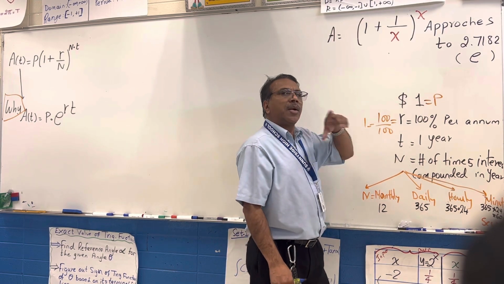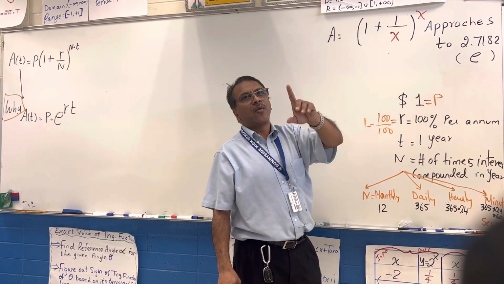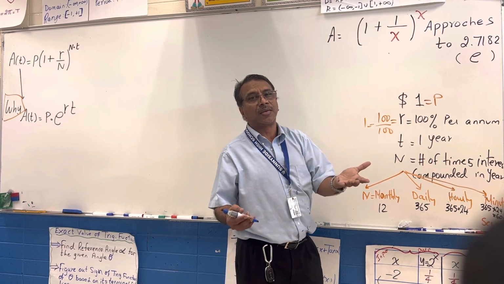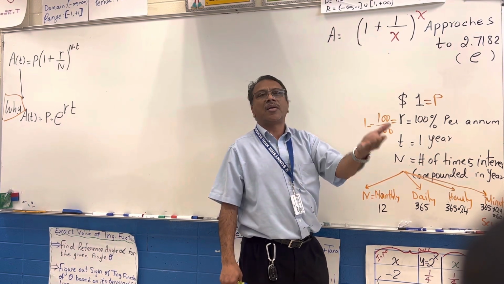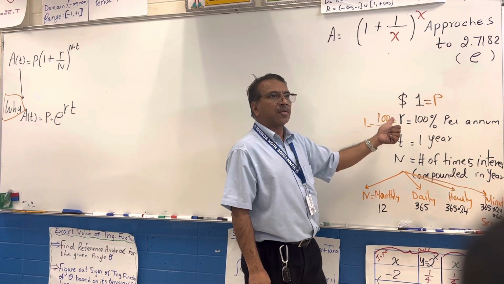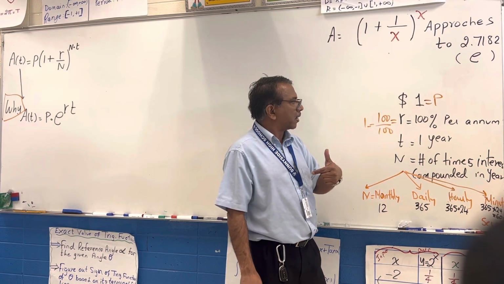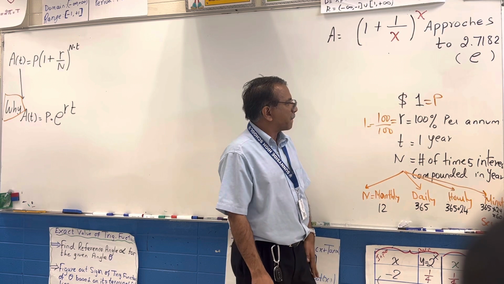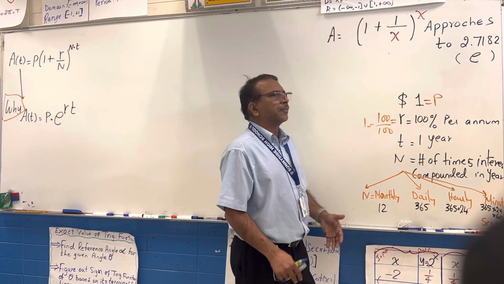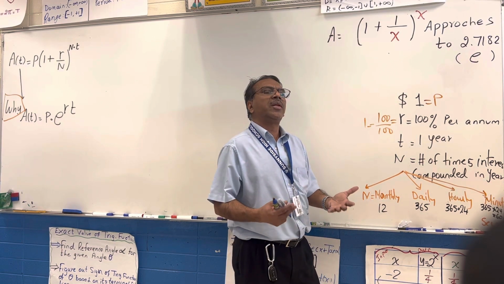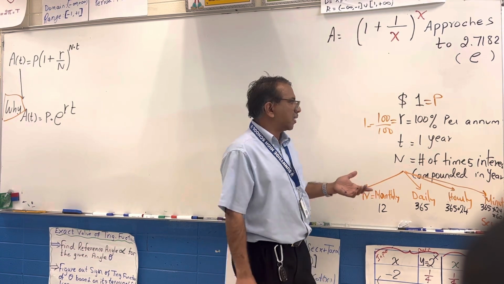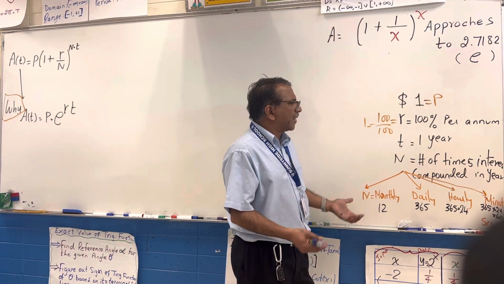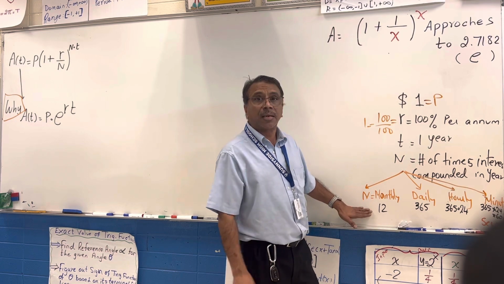Now, when I keep $1 in the bank for 1 year at 100%, you get back your $2, right? Because on your dollar you get $1 back as 100% interest. Now the question is, how much money will I get if I don't want to calculate interest once a year, but maybe monthly?